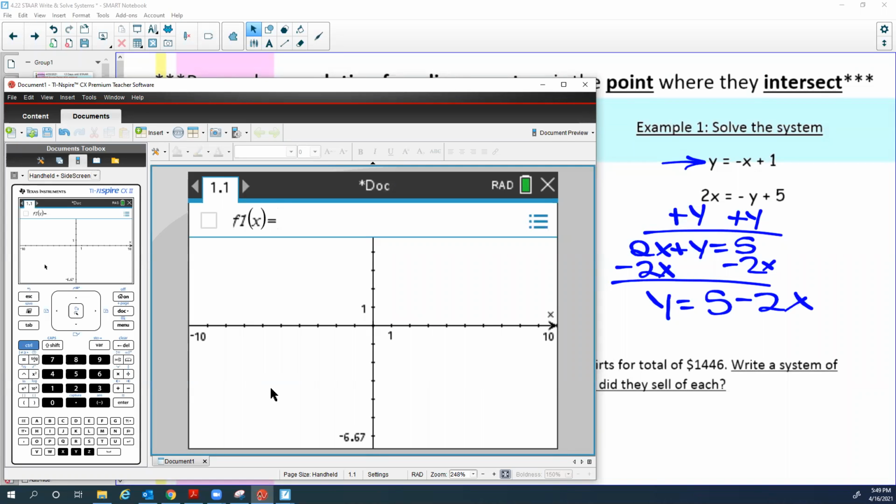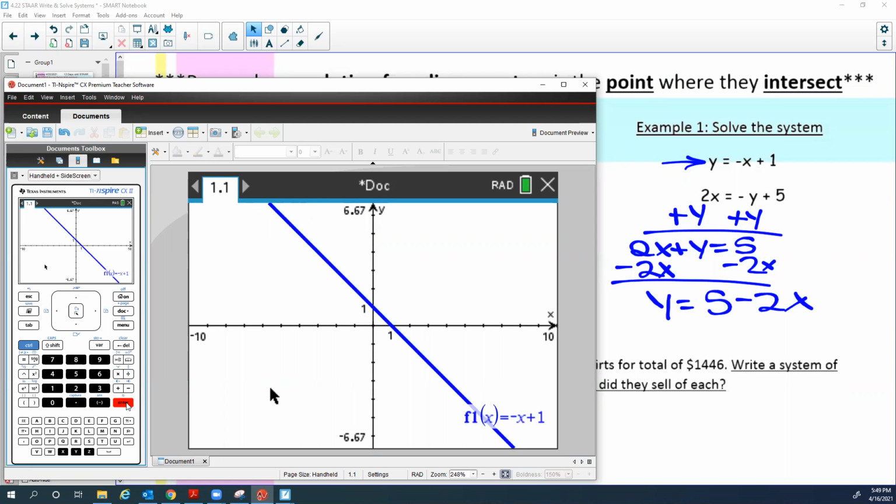Okay, leave that as is and then type in negative x plus 1, because that is the first equation we have set to y equals. Then press enter. Now, in order to get a second line, you're going to need to press tab. Again, do not delete anything that's in the equation already. You're now just going to type in 5 minus 2x, because that was the second equation we got. And then enter.